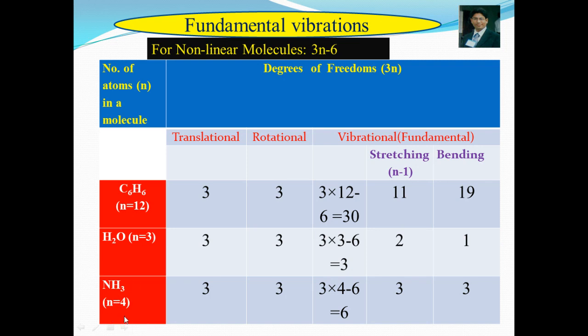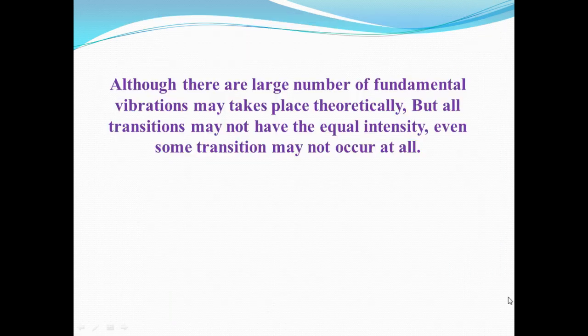Similarly, for the ammonia molecule, NH3, n is equal to 4, and the fundamental vibrations will be 3 into 4 minus 6, that is 6. Stretching will be n minus 1, that is 4 minus 1, which is equal to 3, and bending will be 6 minus 3, which is equal to 3.